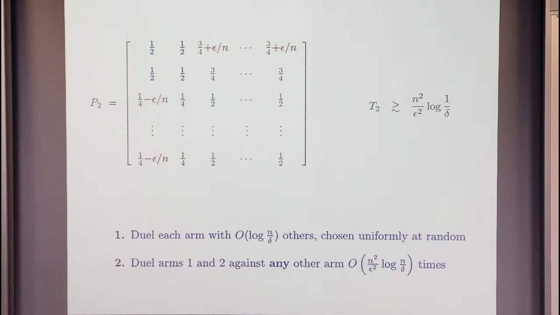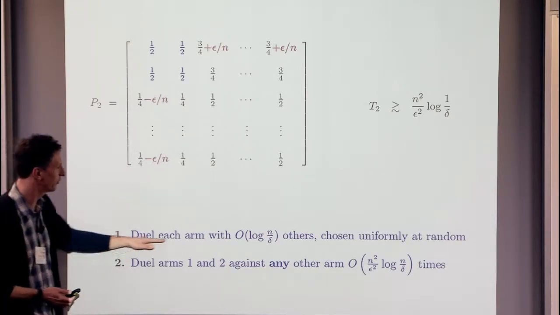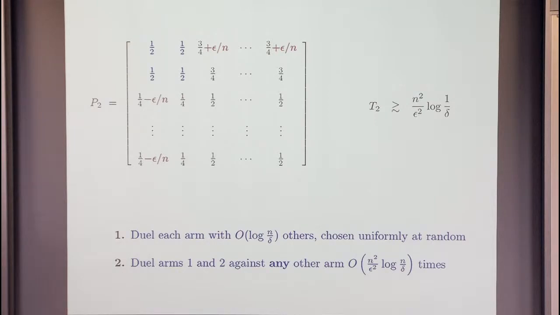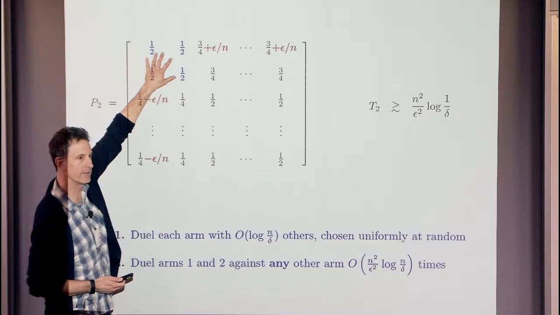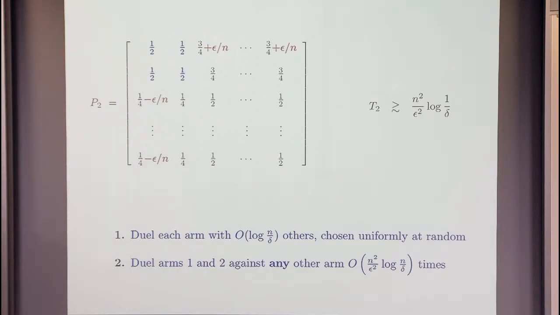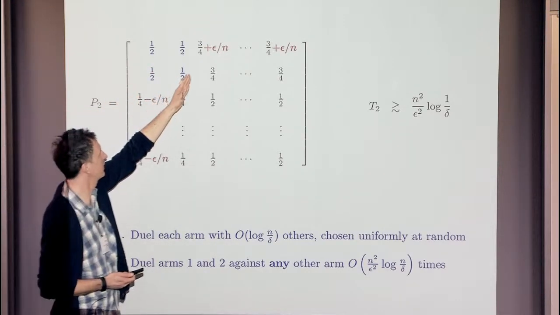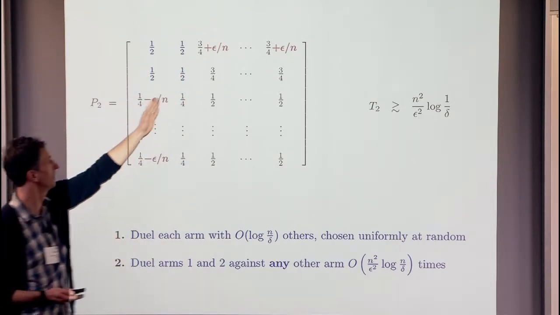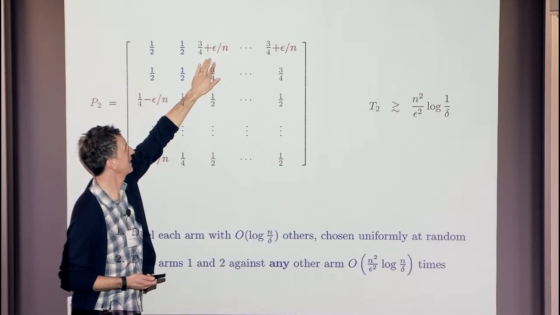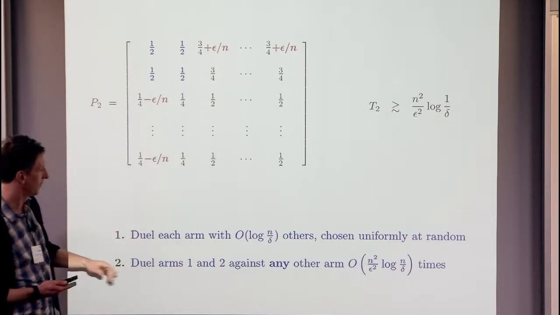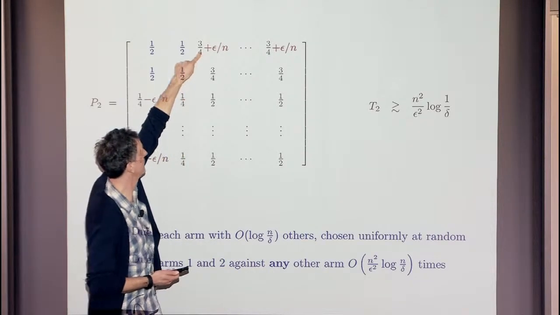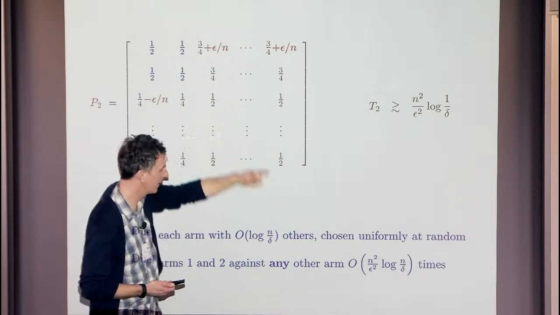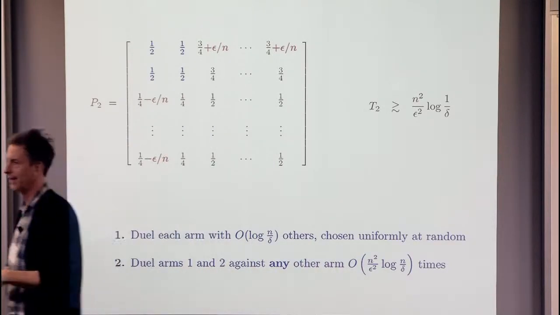Now, if we tried to do the same thing with the other case, we would again duel each arm with log n other arms chosen uniformly at random. That would again tell us that one of these two is the best. And now you could say, once I know that, I could just compare these two to any other arm, say arm 3, because they're all going to be the same story, just slightly better for arm 1 in every case. But then, to get the level of accuracy I need to distinguish these two, I have epsilon over n. I square that, I get n squared over epsilon squared.